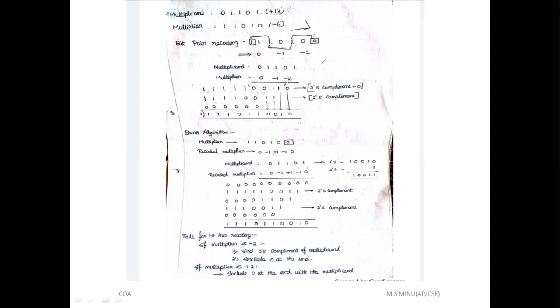So here also -1 is there, so we can perform 2's complement. If it is -2, we have to perform 2's complement plus 0. So for -2, for the multiplicand, first you take the multiplicand value 01101 and perform 2's complement. So performing 2's complement, you have to perform 1's complement, right? So for the multiplicand it will be 10010, and you have to add 1, that is 10011. This is the 2's complement. We have performed 2's complement.